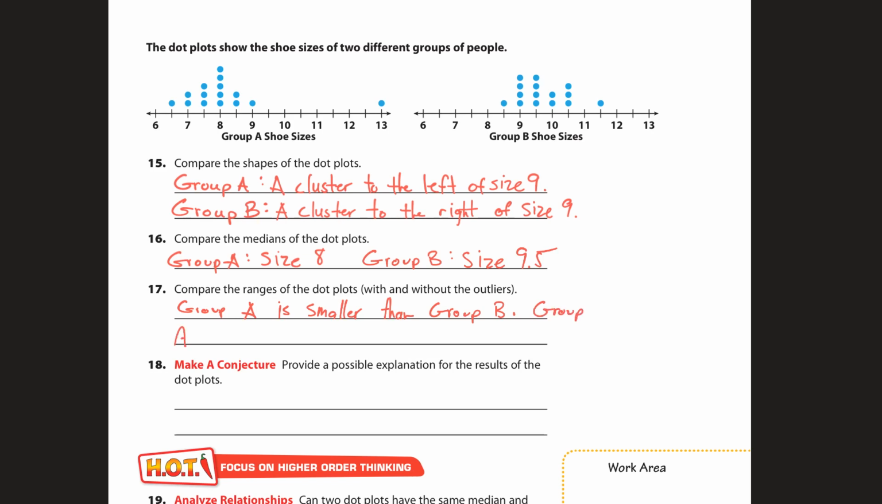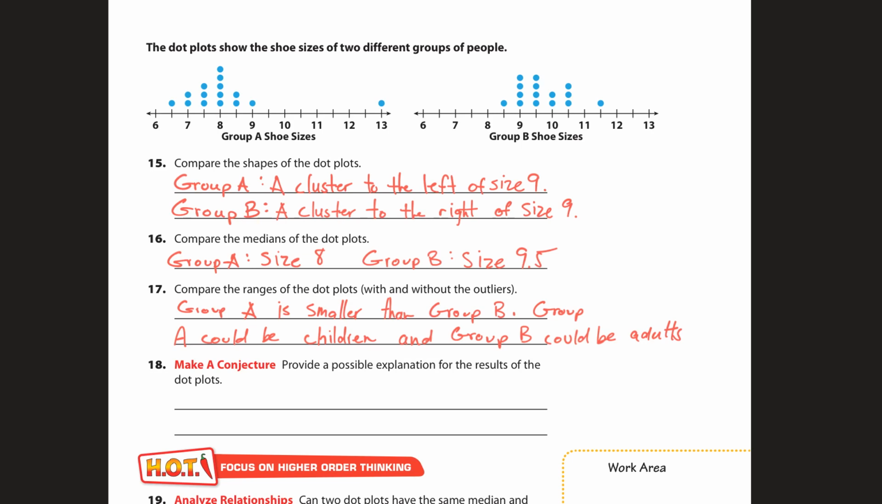Group A could be children, and group B could be adults. Making conjecture results of the dot plots. Oh, I think that I just answered that part.